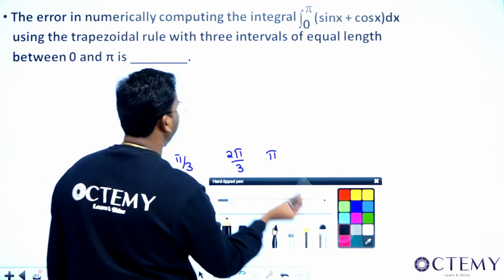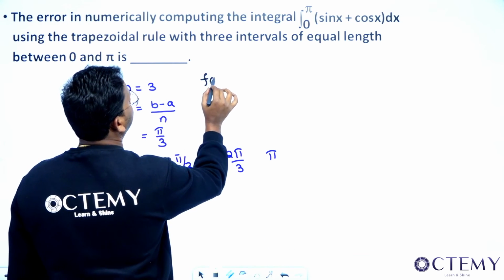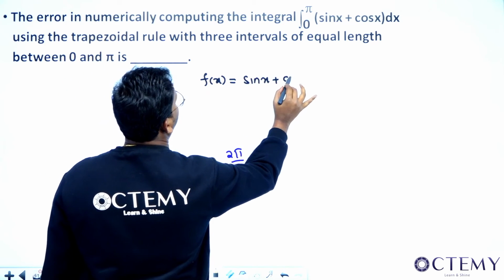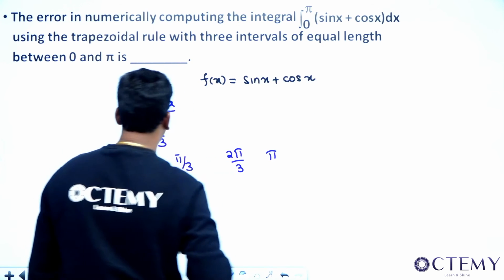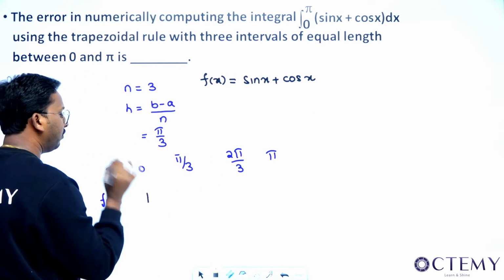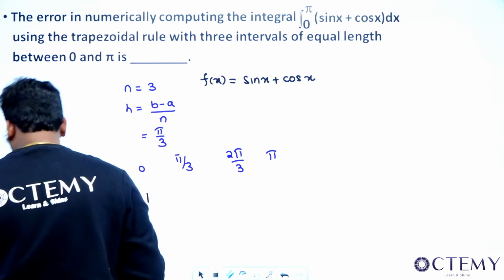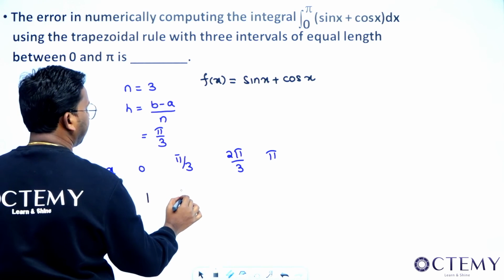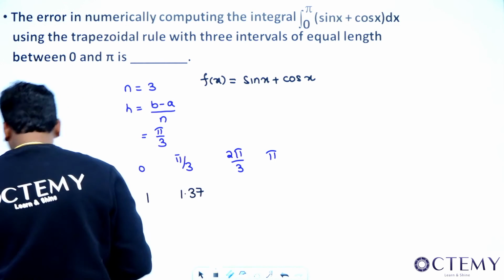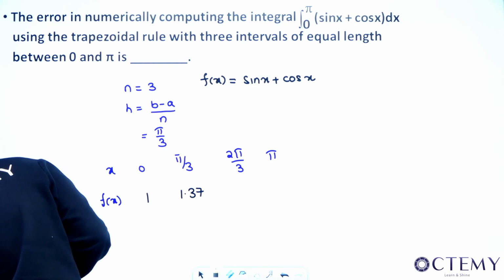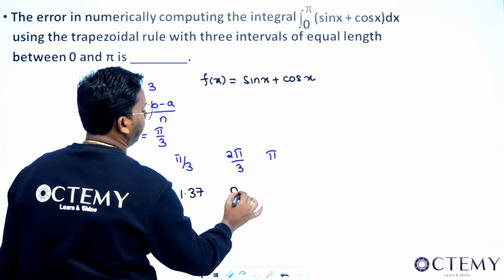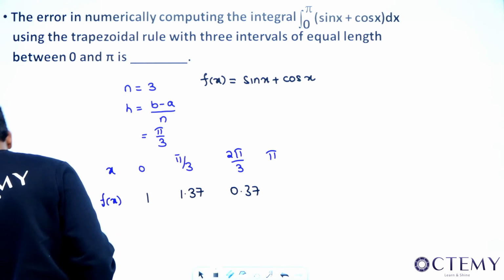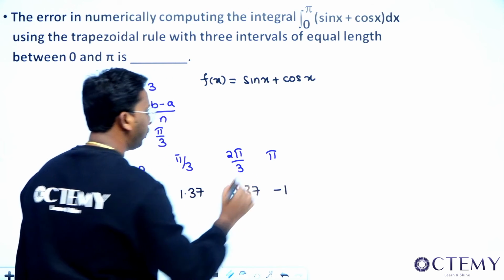Your f of x is sin x plus cos x. So if you put 0, sin 0 is 0 and cos 0 is 1, so it will become 1. And if you put pi by 3, what are you going to get? You are getting 1.37. And if you put 2 pi by 3, you will get 0.37. And at pi, you are going to get -1. This is what you are going to get.